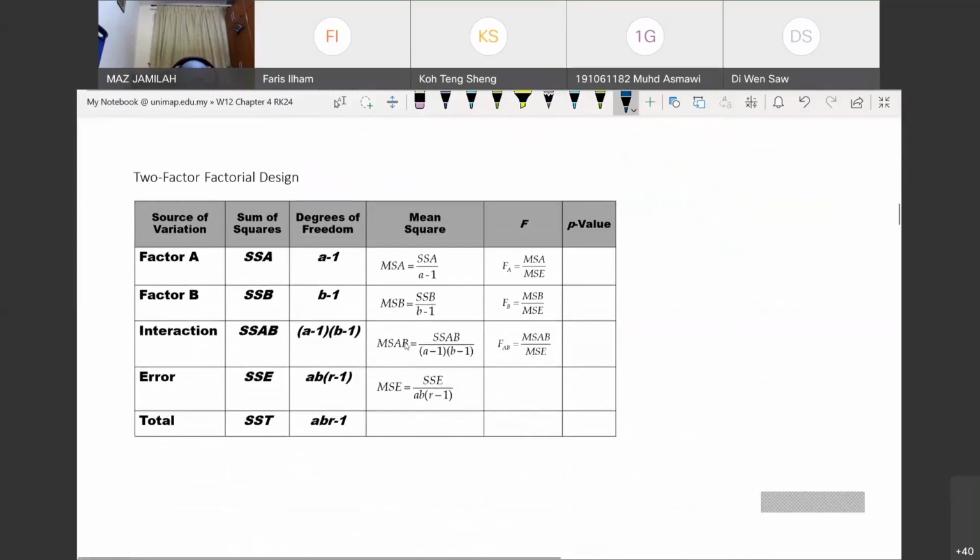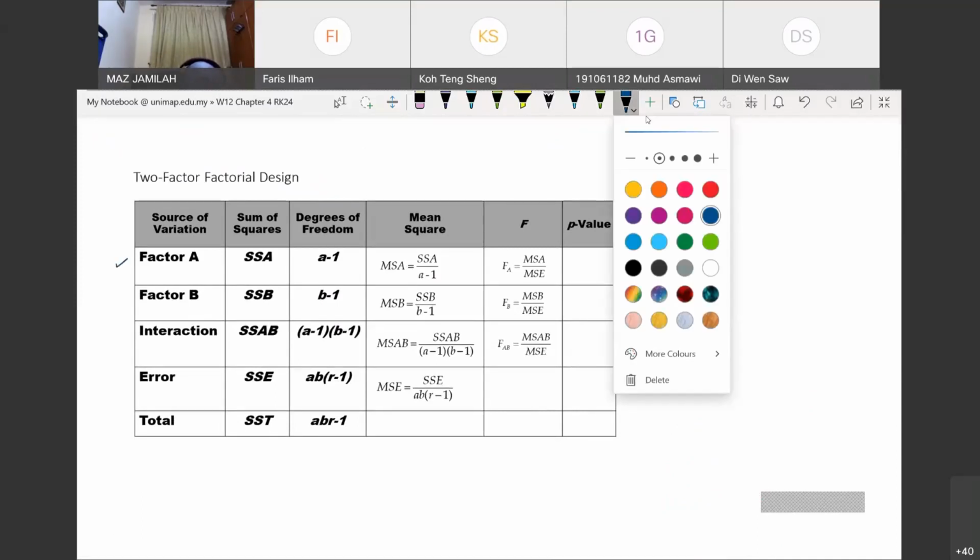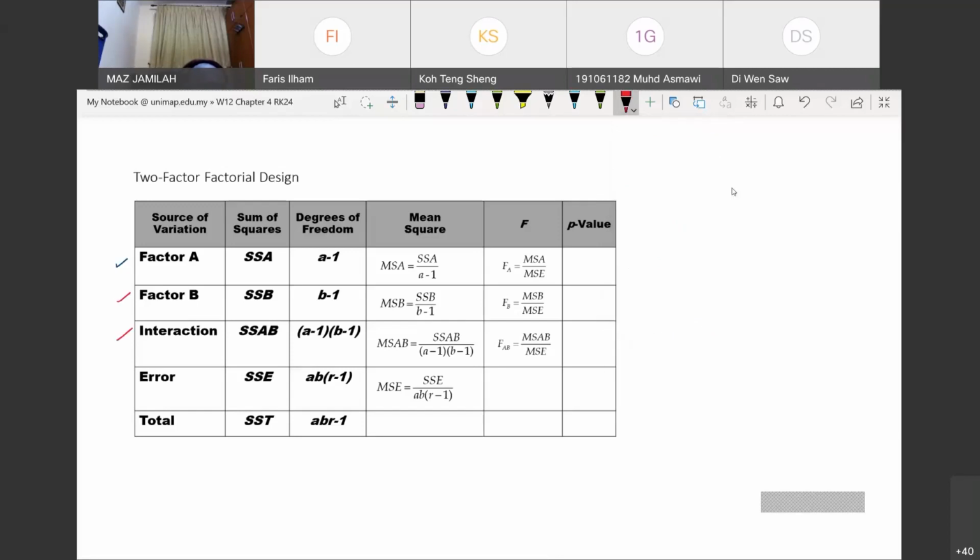Now, what does your ANOVA table look like in terms of the things given in it? Your two-factor ANOVA table will be this one. You begin with factor A, then factor B, then interaction, then error, and then total. SSA refers to factor A, SSB refers to factor B, SSAB refers to interaction, then SSE and SST. I think you have understood how this is generated in your ANOVA.